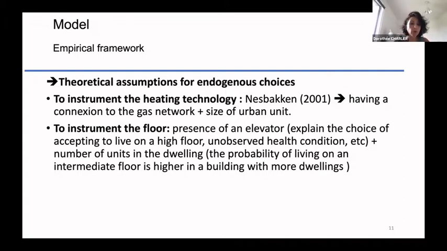And we also introduce the number of units in the dwelling. In order to be sure about the quality of my instruments, I also use a lot of empirical tests in order to be sure about the quality of the identification and the exogeneity of the instruments.